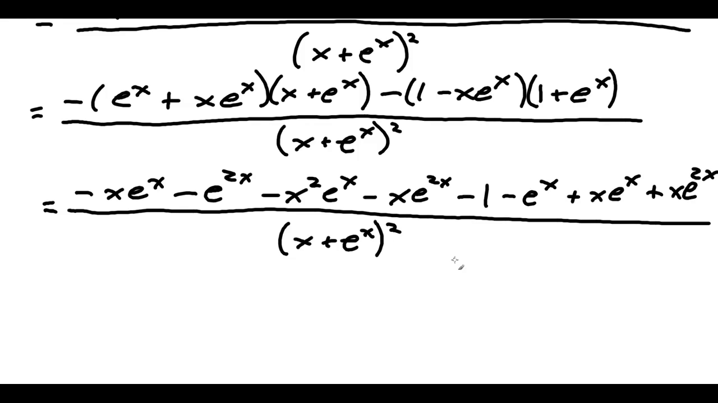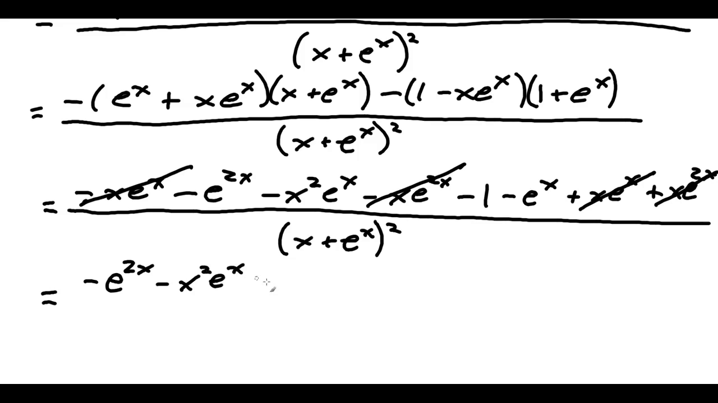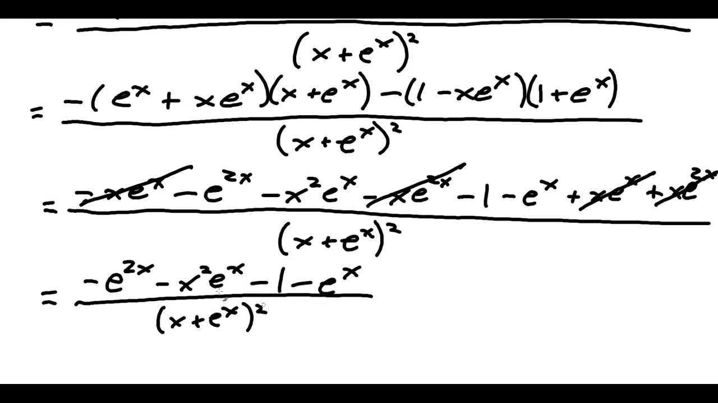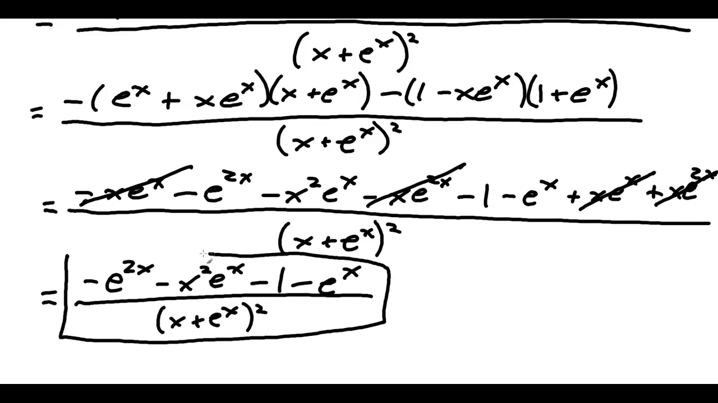Now let's see if there's anything we can simplify. Hopefully there is. We have a whole bunch of negative terms and a couple of positive terms. We have a positive x e to the x, and here we have a negative x e to the x, so those add up to 0. We have an x e to the 2x and a negative x e to the 2x. Those sum to 0. Is there any particular order to write this in? Not really. They're all negative. We have negative e to the 2x, minus x squared e to the x, minus 1, minus e to the x, all over (x plus e to the x) quantity squared. And it looks like that is about as simple as that gets.